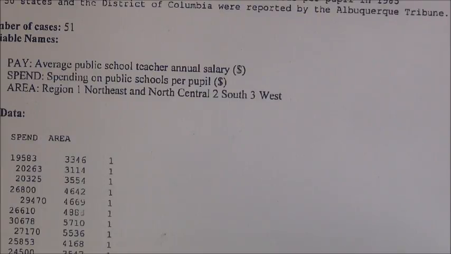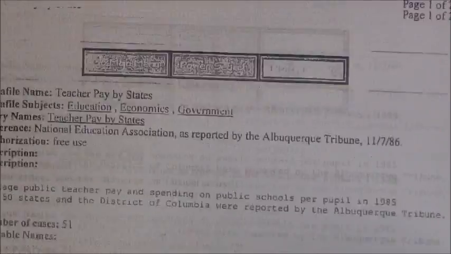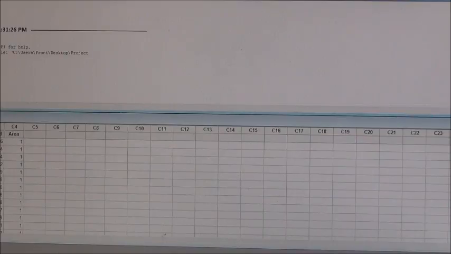So I know that pay is based on teacher annual salary, spend is spending on public schools per pupil, and the area is Region 1, which represents Northeast and North Central. Region 2 is South, and 3 represents West. So we have different numbers. I don't have the whole data set printed here, but this is where I came from. So I'm going to come over here to Minitab, and I have my state, my pay, my spend, and my area. I'm all set to start working in Minitab.